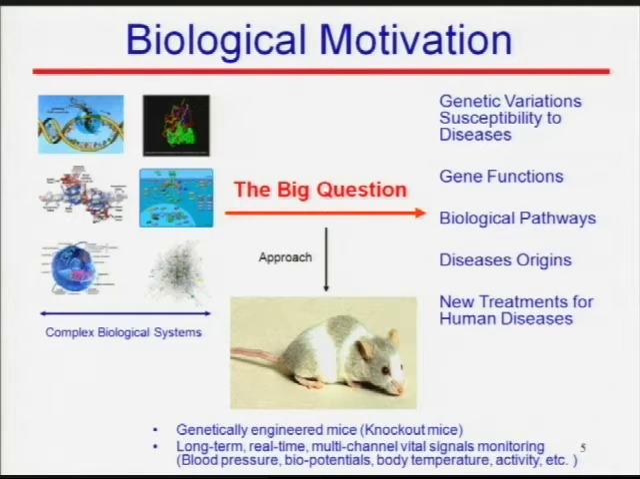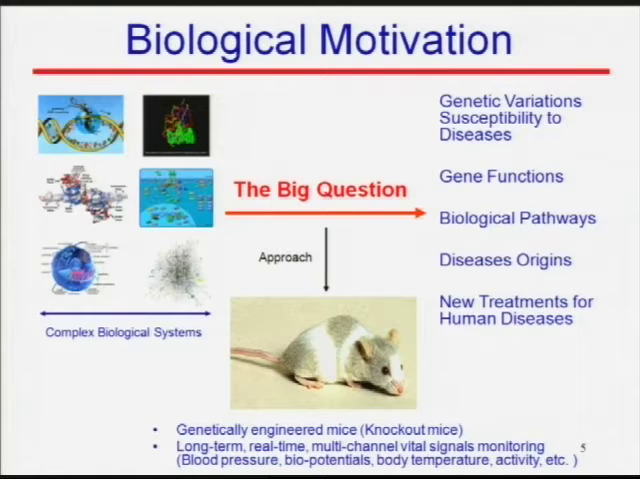To block the biological pathway, if we can understand the gene function and the disease origin, is an effective method to suppress the disease development. And the approach people take nowadays is to use genetically engineered mice, so-called knockout mice, and to look at their long-term real-time multifunction signals, such as blood pressure, biopotential signals, core body temperature signals, and activities.